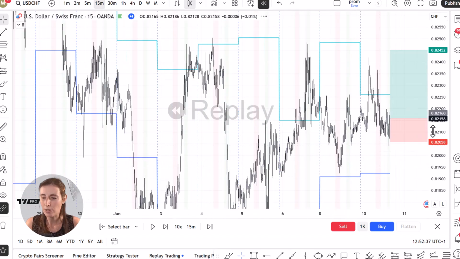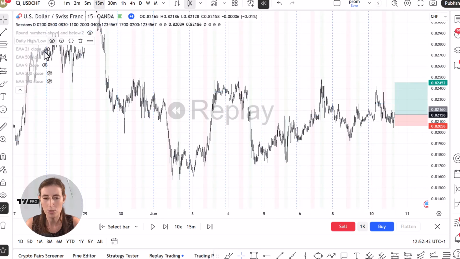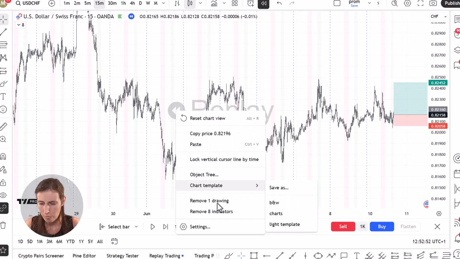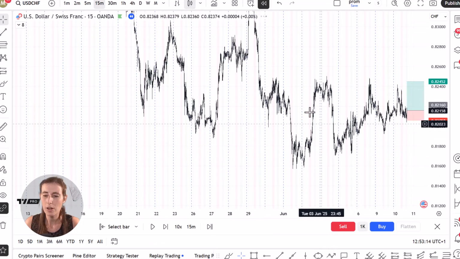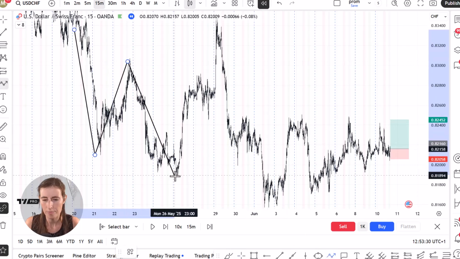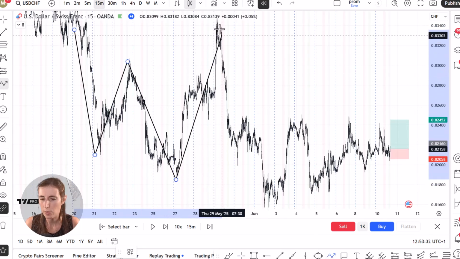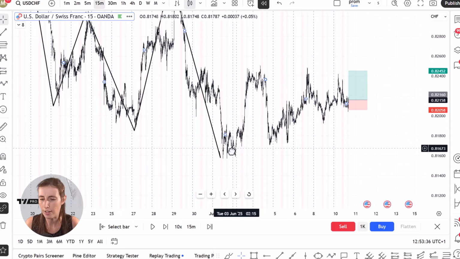So let's just zoom out on the charts here and give you an overview of price action. I'm going to remove this indicator for now. There we go. So on USD Swiss franc, on a larger time frame perspective, we have been coming down in a downtrend. We got a deeper pullback here last week, and then we made a new low down here.